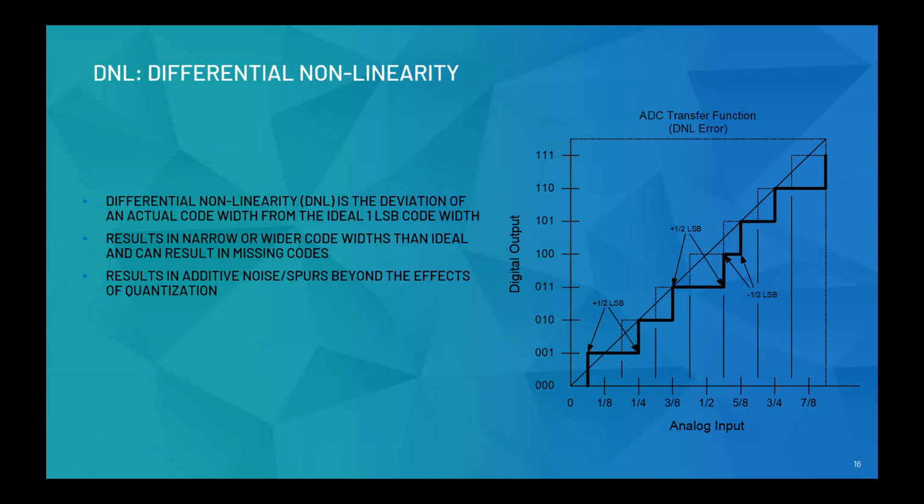So if you see the diagram over here, the black step waveform is the actual one. The dotted one is the ideal one. And you see at places it doesn't follow, right? Now this could be due to several reasons, due to spurs, due to code ineffectivity, all those things. And this could lead to missing codes in your output as well. So this is the first one, which is called differential nonlinearity. Right, we want to have this spec as low as possible, as this results in additive noise and spurs beyond the effects of quantization, right?